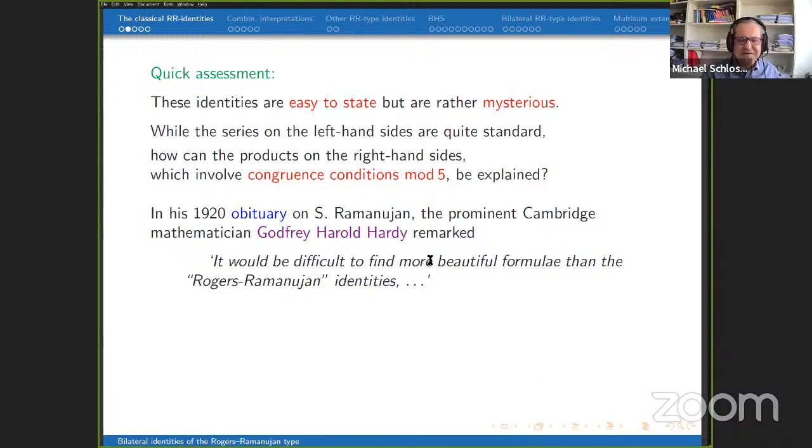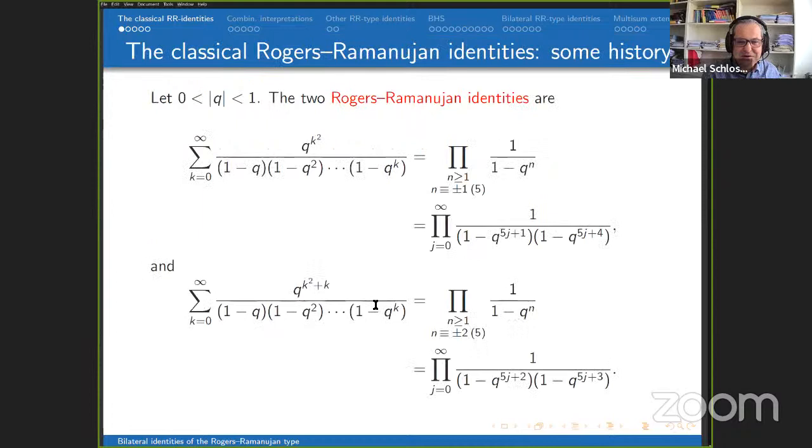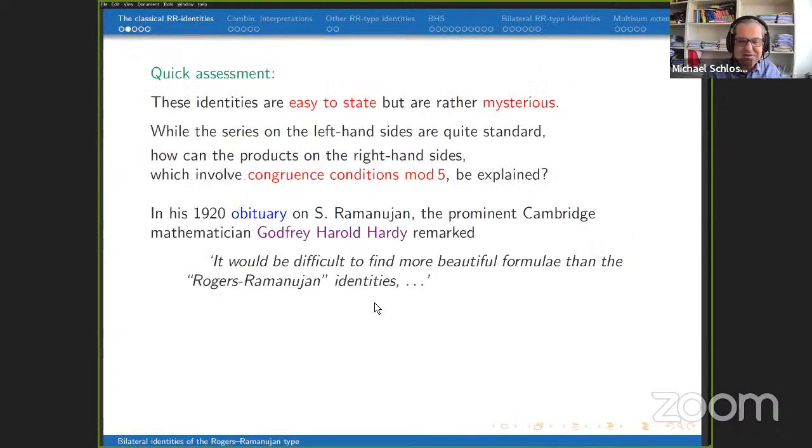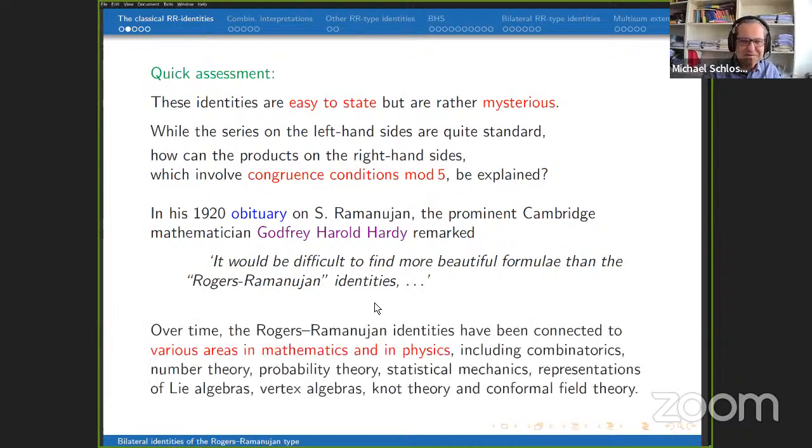Yeah, so okay, so Hardy somehow assessed some of these findings of Ramanujan, and especially for these two identities, he remarked that it's actually difficult to find more beautiful formulas than those identities. Okay, and then he commented further that they were actually found by Rogers before Ramanujan, and there are other nice identities as well by Ramanujan, and so on. So this is one thing.